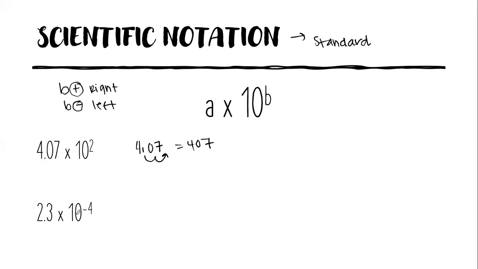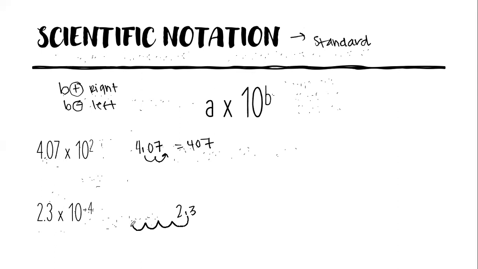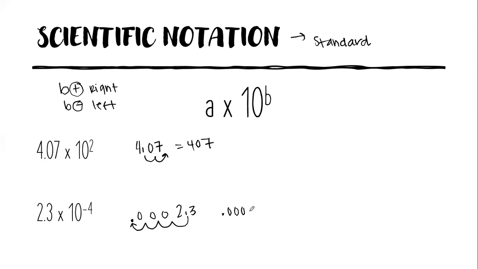All right, 2.3 times 10 to the negative 4. What's this negative 4 telling me to do? Perfect. 4 places to the left. So 1, 2, 3, 4. And what am I filling in all these blank spots with? Zeros. So it'd be 0.00023.